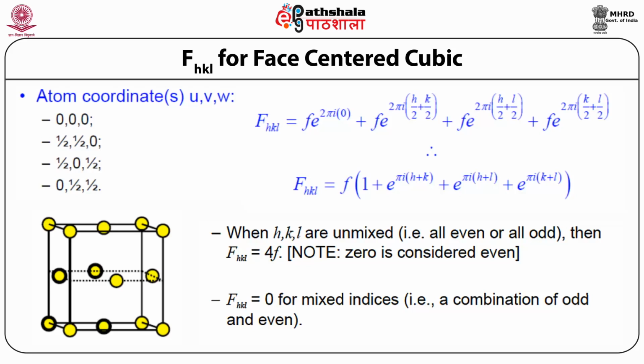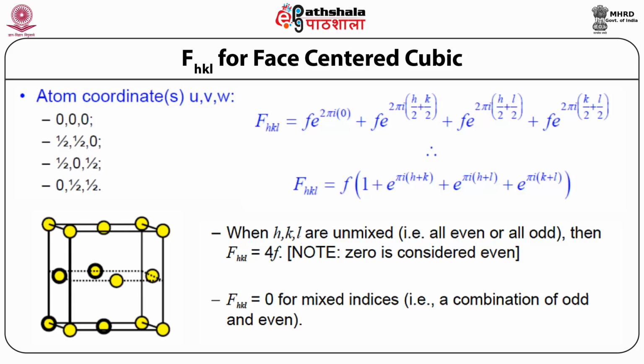Now we can see that the H K L have to be either all even or all odd. In that case, if they are all odd or all even, the above relationship will hold, because then it will come 1 plus 1 plus 1 plus 1, and this will be 4 times f. And if that condition is not met, you will see that two of them are coming with a positive sign and two of them with a negative sign, and they cancel each other, and the structure factor becomes 0. So the peaks will exist only when all HKL are even or all HKL are odd.